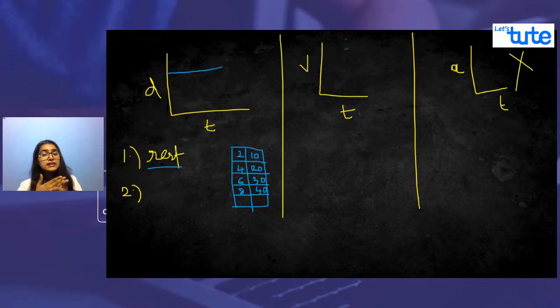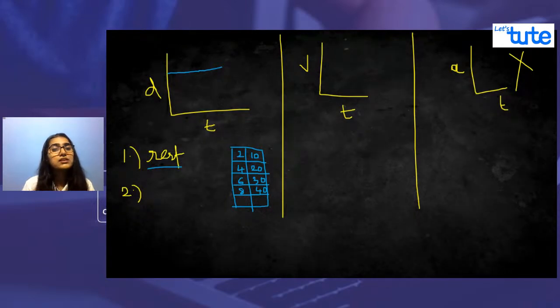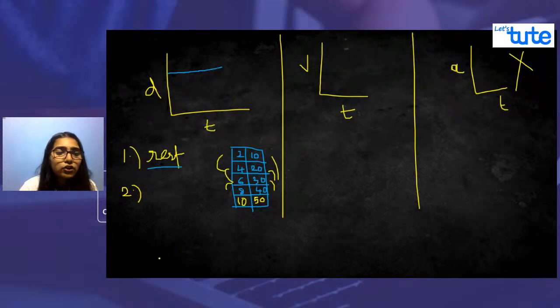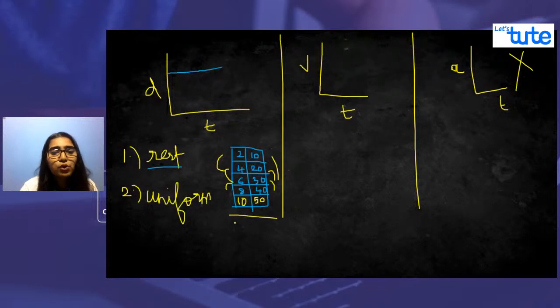What happens if the body is in a uniform motion? If the body is in a uniform motion, it covers equal distances in equal intervals of time. It's covering 2 meters in 10 seconds, then once again 2 meters in 10 seconds, then 2 meters in 10 seconds. This means the body will cover 10 meters in 50 seconds. This is called uniform motion, guys.